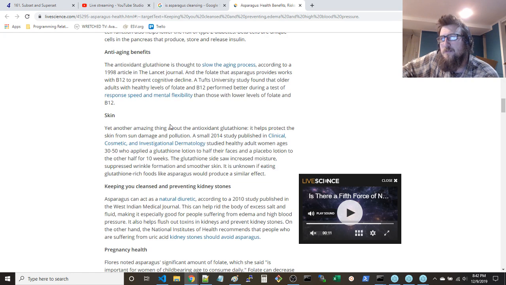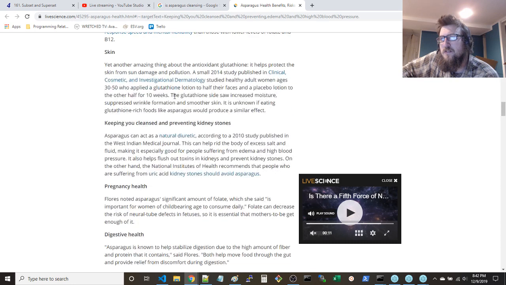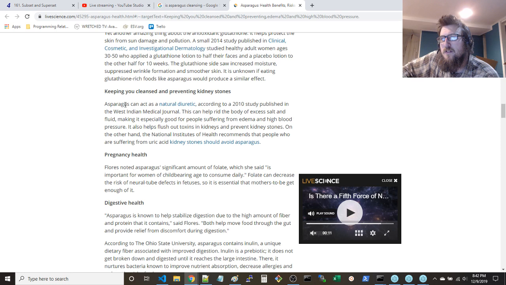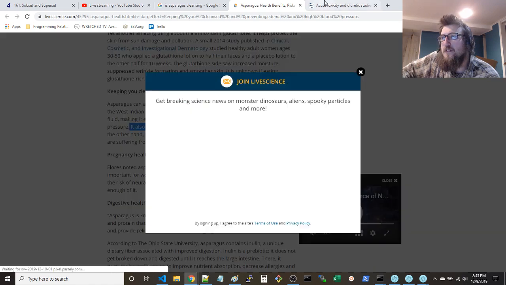Skin. Sun damage and pollution. Interesting. Glutathione. Interesting. Natural diuretic. Excess salt and fluid, edema and high blood pressure, toxins in kidney and prevent kidney stones. Uric acid should avoid asparagus. On the other hand, people who are suffering from uric acid, kidney stones should avoid asparagus. Interesting.